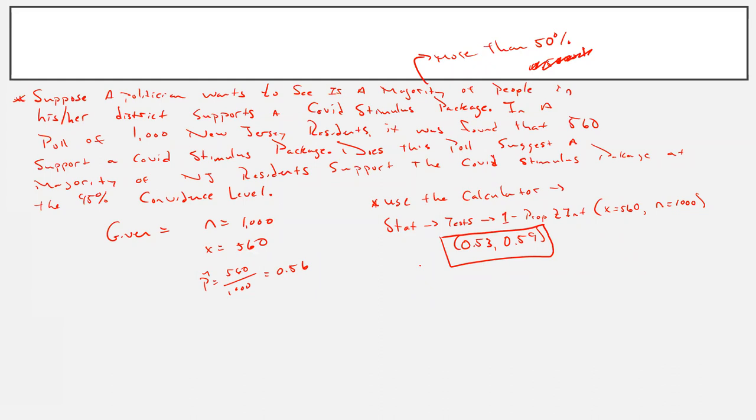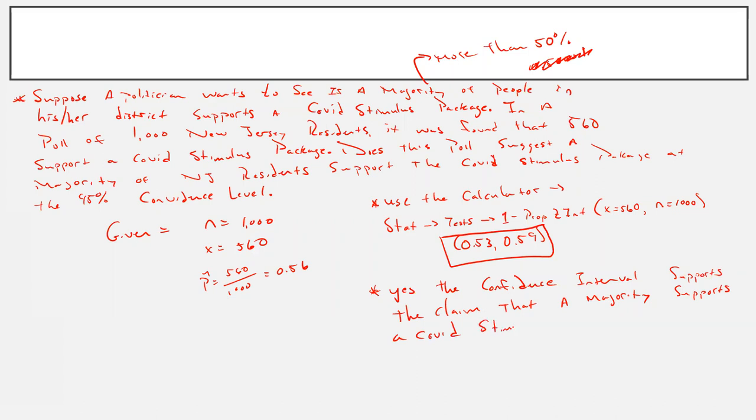Liliana, why do you think yes? It's the right answer, it does support it. Because it's over 50%? Yeah, because the confidence interval is saying, look, it's strictly over 50%. So absolutely, the confidence interval supports the claim that a majority supports a COVID stimulus package. And this is because our interval is strictly above 50%.